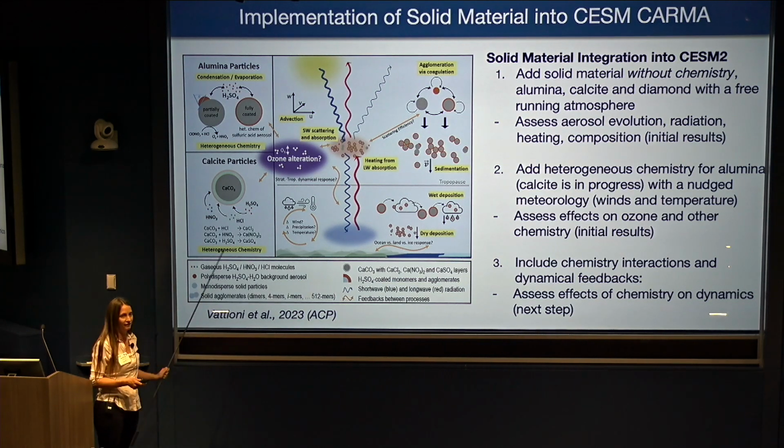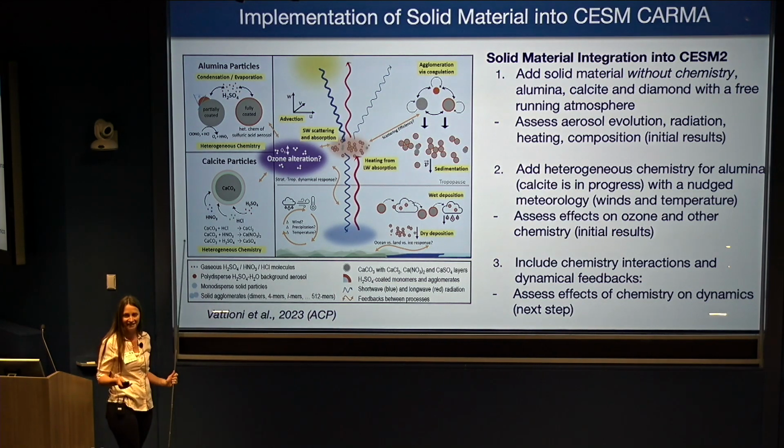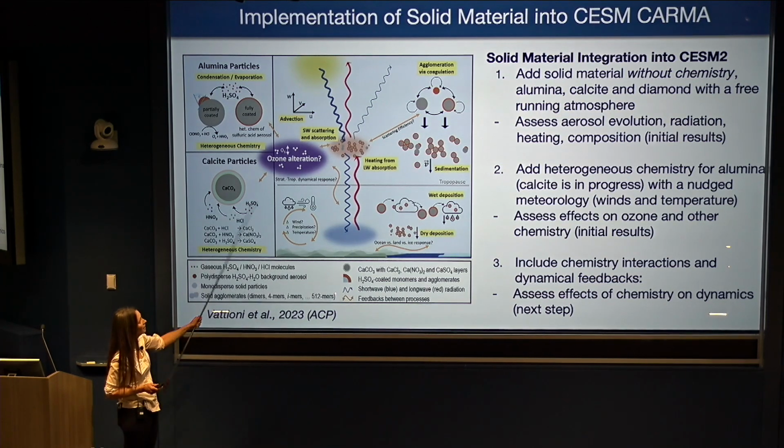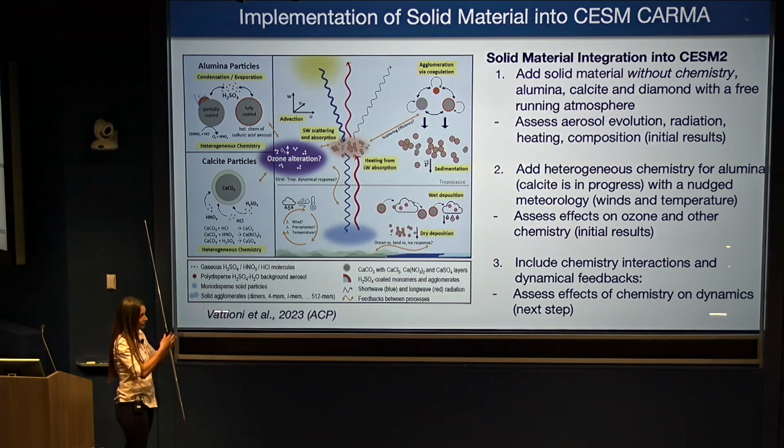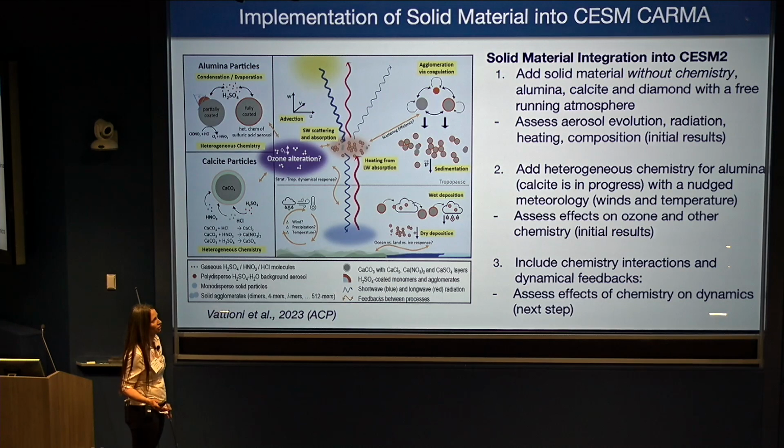It's really complicated, and so we had to start from the beginning. Where we start is we want to go through these steps, and I show some initial results, as I said. The first, we're implementing the solid material, which is alumina, calcite, and diamond. First of all, we implemented it with the CARMA model so we can transport it, and it can interact with radiation and heating, but so far in this first step we haven't coupled it to chemical changes yet. And it doesn't really coagulate with other materials other than itself. So it's an independent aerosol.